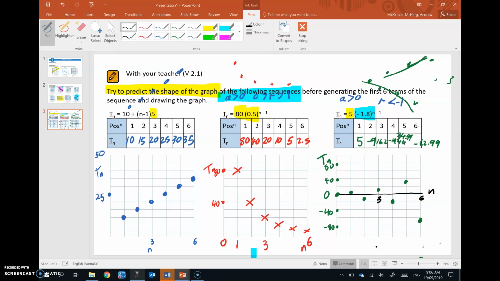Okay, so we can get an idea of what the shape of the graph will be from the A value, the first term of the sequence, and the R value, okay? But once we plot the graph, it becomes clear what the shape is as well, and that's how we do it.